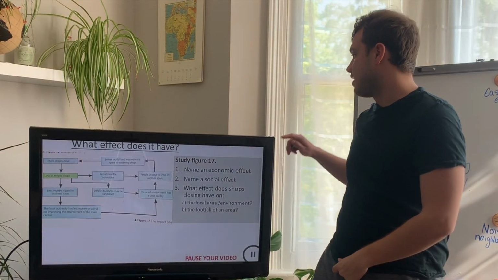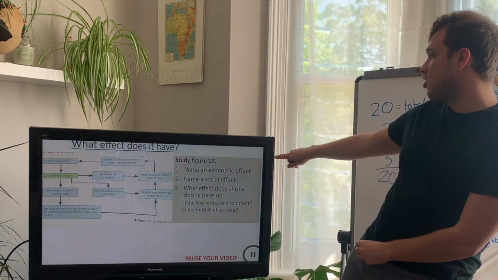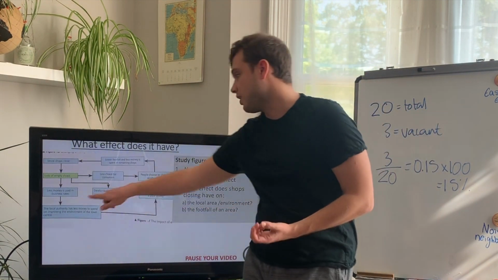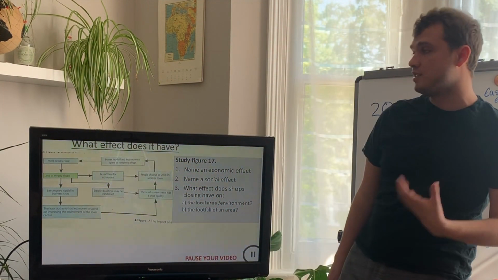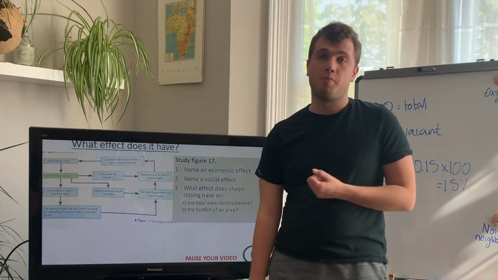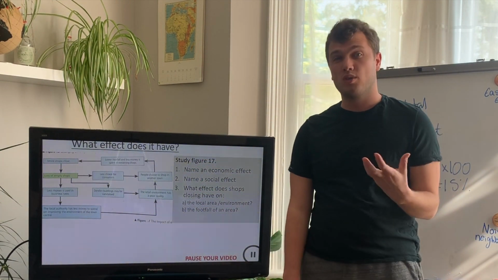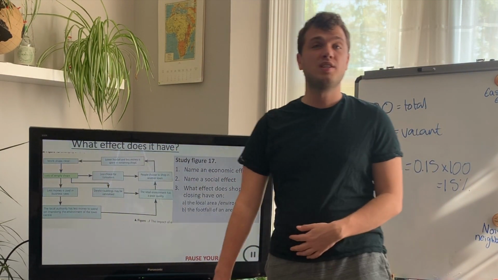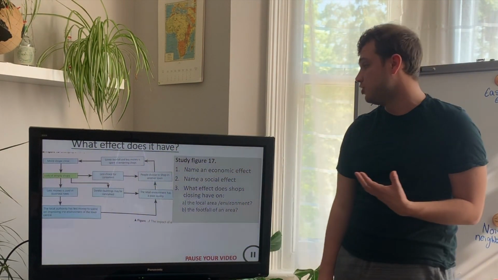Let's talk through these then. So we will start off. One of the economic effects: we could have less money spent in the remaining shops, or the local authority has less money to spend improving the area. Social effects could be that people choose to shop in another town, which means they're going to have to spend more time if they're driving to a town that's not very close to them. It could also mean there's less choice for consumers, so there's less for people to choose between.